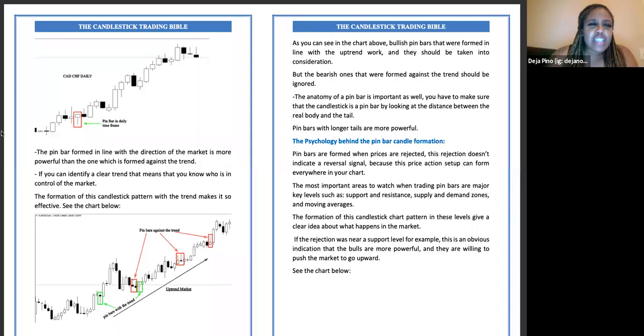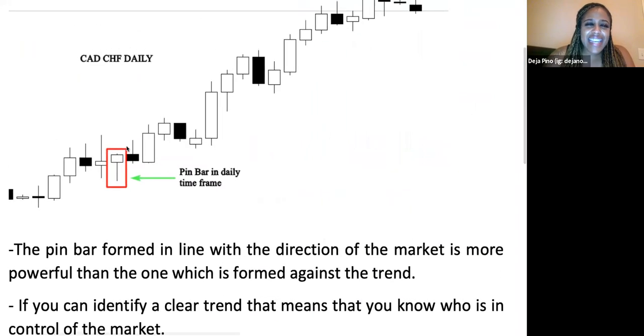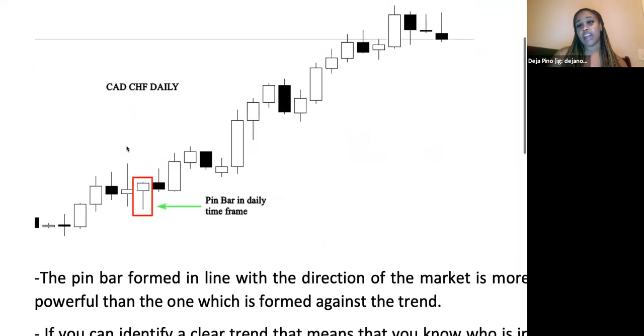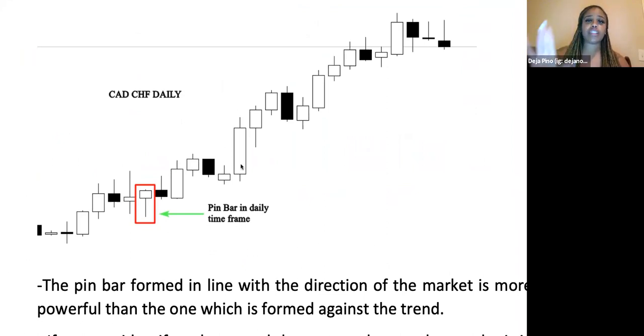So let's look at this picture that they have. It says CAD CHF. I don't know who trades that pair, but this is what we're supposed to be looking at. In this Bible, the white ones indicate the bullish ones, and the black ones indicate the bearish ones. So it's saying pin bar in a daily time frame. That's what it wants us to look at.